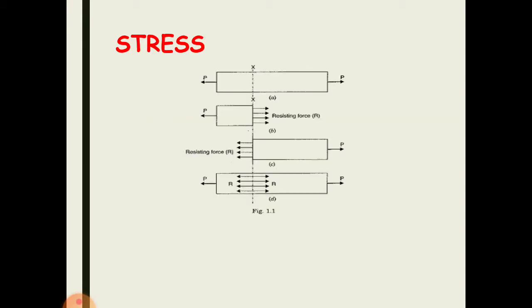A material, when subjected to an external force, undergoes a deformation. Against this deformation, the material offers a resistance which tends to prevent that deformation. The force of resistance offered by a body against the deformation is called stress. Intensity of stress is calculated as the ratio of resisting force and cross-sectional area.